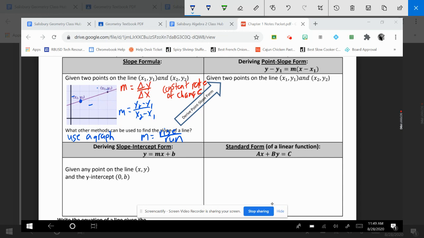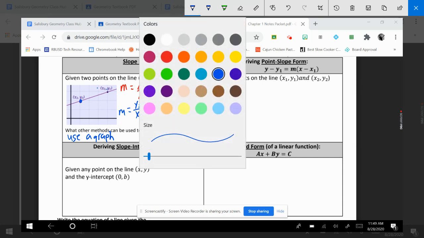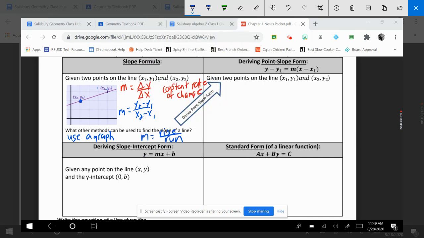Okay. We have other forms. We have point slope form and we have slope intercept form. You guys are most familiar with slope intercept form, I think. Point slope form has not been used in quite a while, actually. You may or may not even remember it. Let's talk about slope intercept form first. We have a line, any point that's on the line, x and y, and then the y-intercept, which is going to be 0, and then b, whatever it is, on the y-axis.